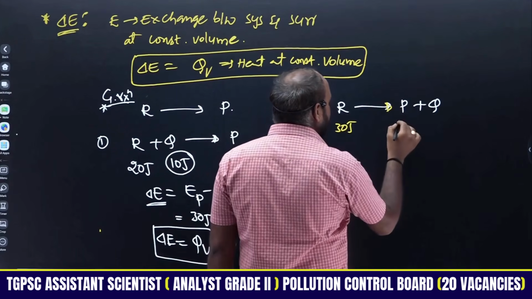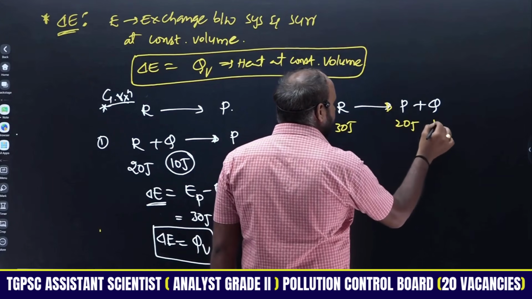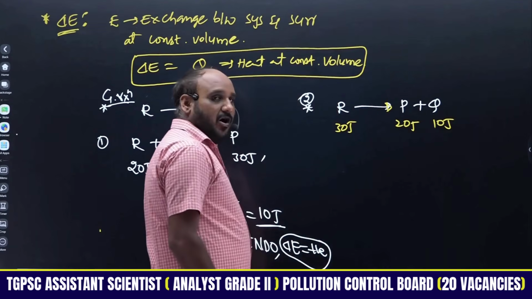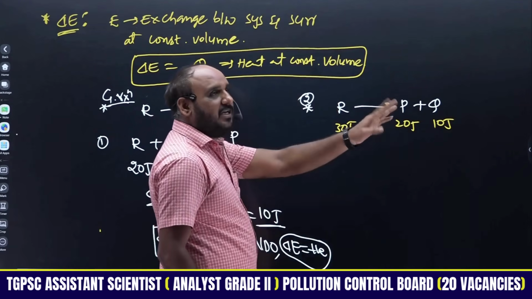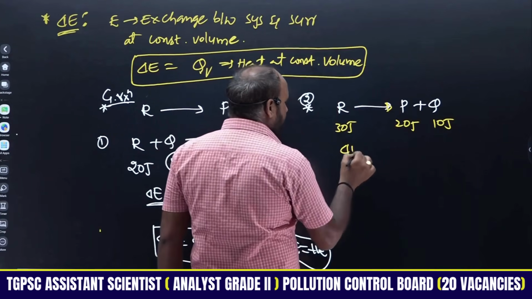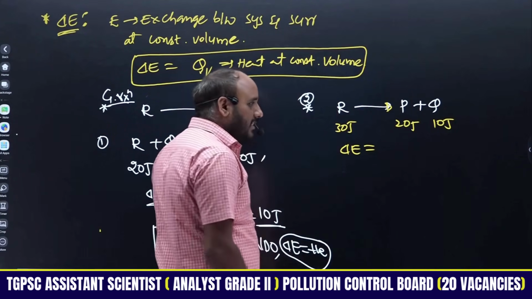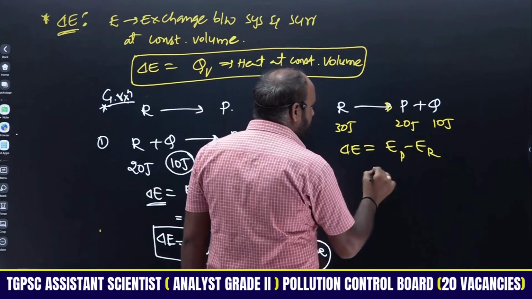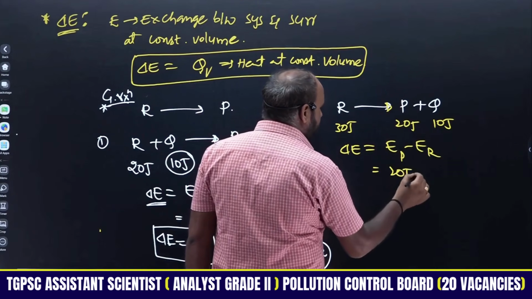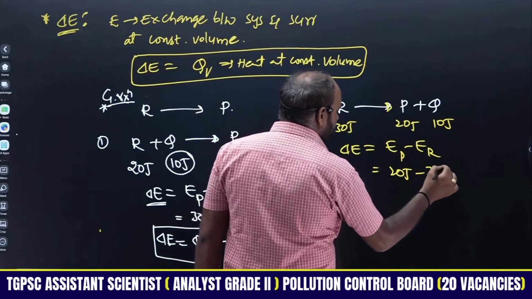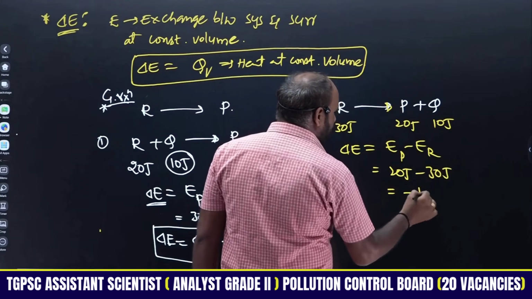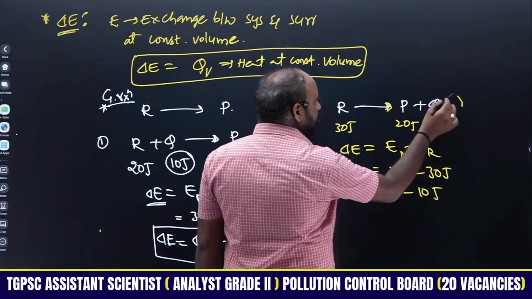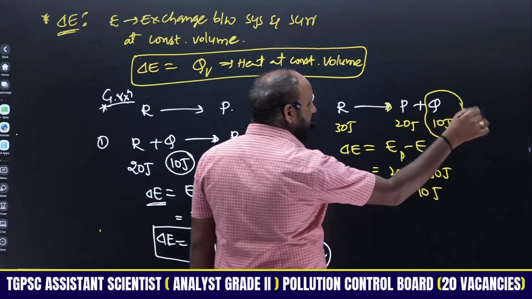So then here product will be 20 joules. Then heat will be how much? It will be released? 10 joules, right? How much energy will be released? That is 10 joules. Therefore, here the change of internal energy delta E is equals to E of products minus E of reactants. E of product is what? 20 joules minus E of reactant is 30 joules. Therefore, what we are getting? Minus 10 joules.